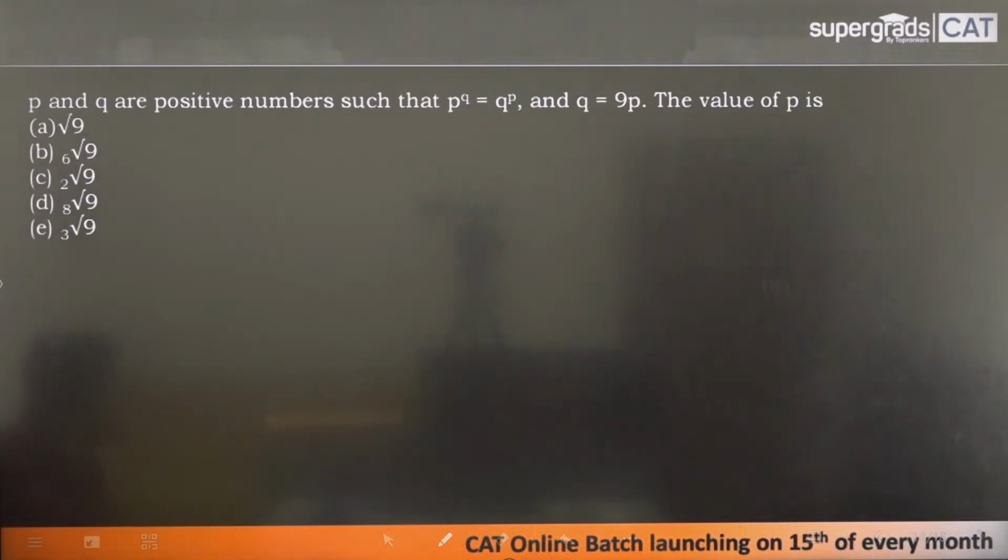P and Q are positive numbers such that P to the power Q is equal to Q to the power P and Q is equal to 9P. What is the value of P?